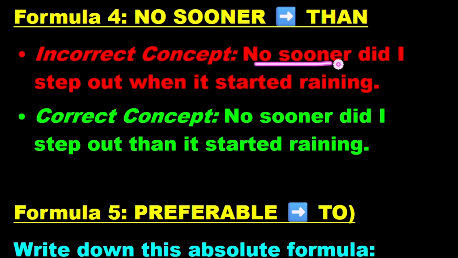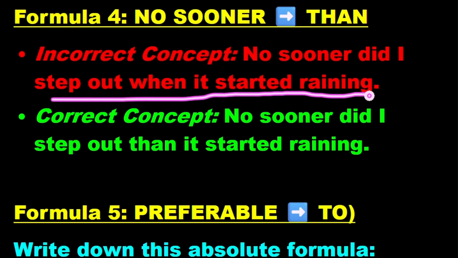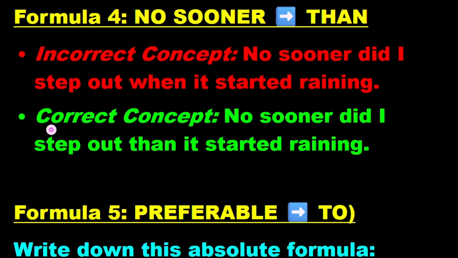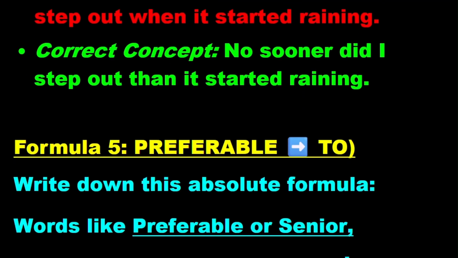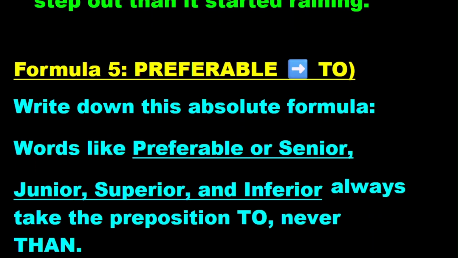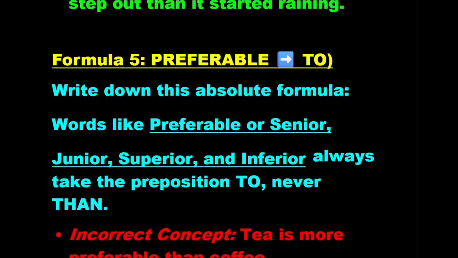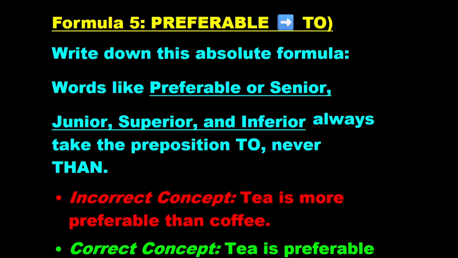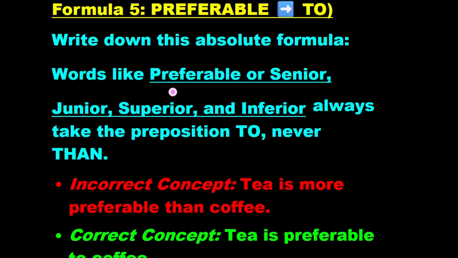Incorrect concept. No sooner did I step out when it started raining. Correct concept. No sooner did I step out than it started raining. When you see no sooner at the start of a line, ignore everything else and look for than. If it's missing, you have won the marks in 2 seconds flat.